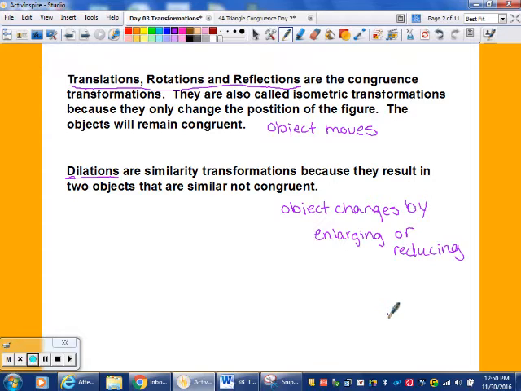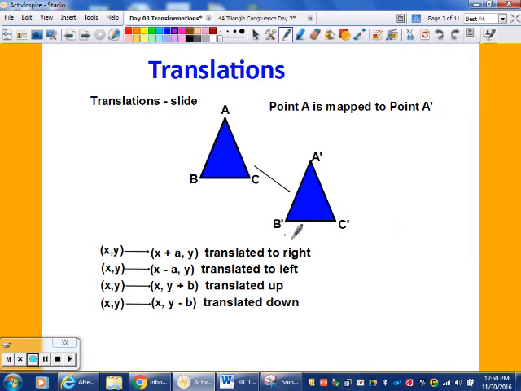Can I change the screen? We good? Alrighty, on to the next screen. First thing we want to talk about is a translation. A translation is also called a slide. A slide means it moves up, down, left, or right.